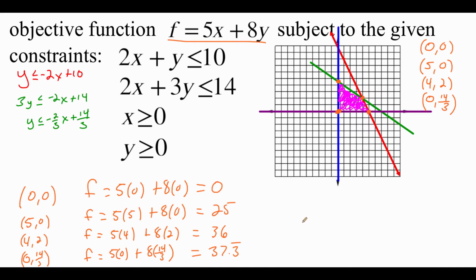Now we were asked to find two things. We were asked to find a minimum and a maximum. Out of these answers that we're seeing here, we can see that 0 is the smallest value, so that's our minimum value. And we can see that this 37.3 is our biggest value, so that's our maximum. So the minimum occurs at the point (0, 0), and the maximum occurs at the point (0, 14/3).